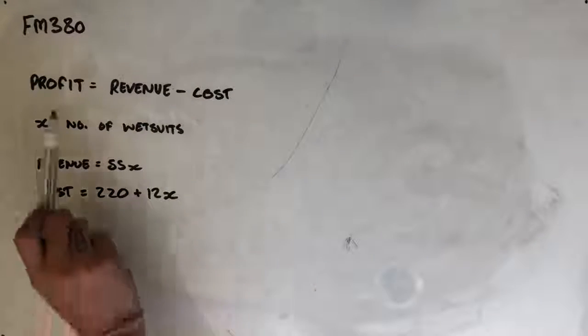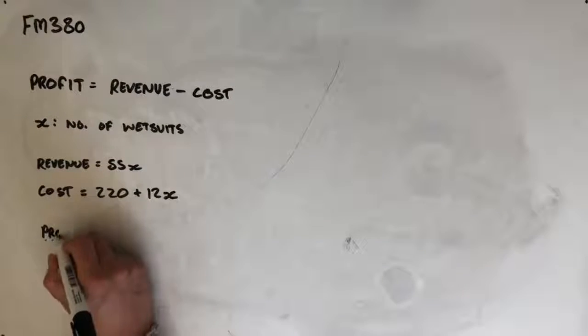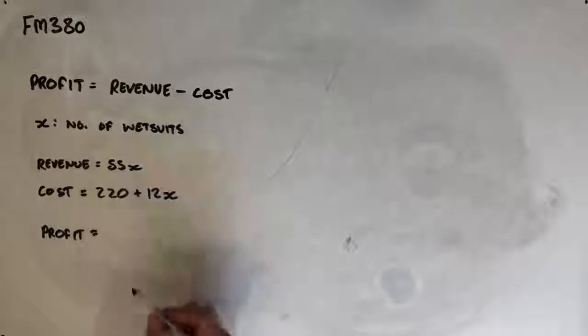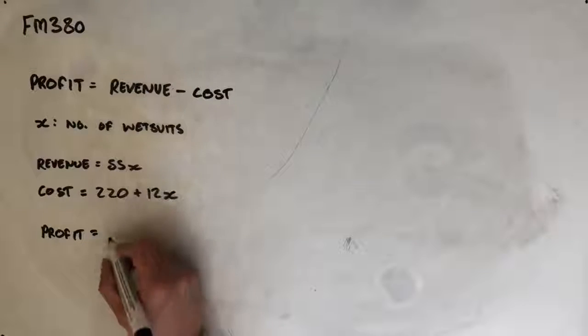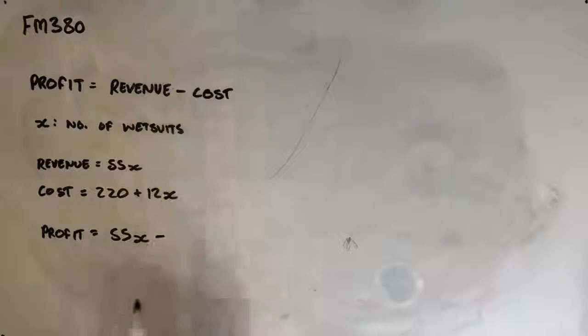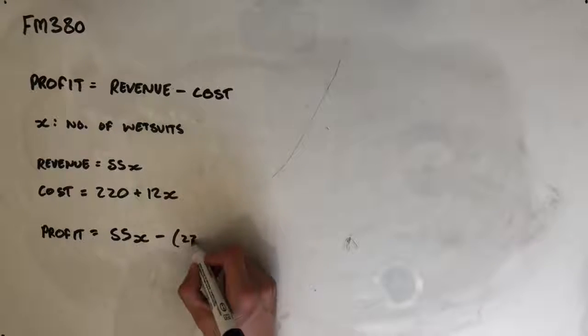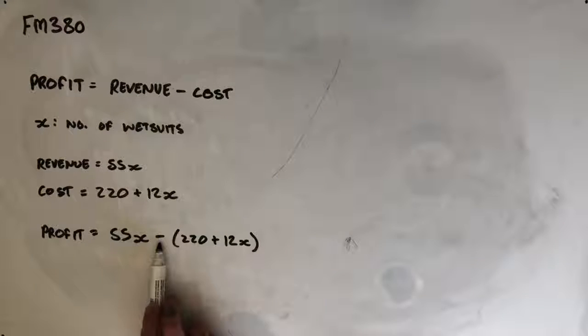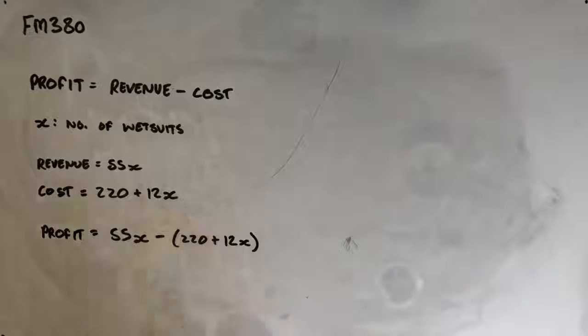So from here, in order to create our profit equation, we know that profit is equal to revenue, which we've said in this case is 55x. So we're going to replace revenue with that 55x minus cost, which is going to be our 220 plus 12x. And I've put it in brackets because we want this minus sign to affect both the 220 and the 12x. This won't happen if we're not in brackets. We'll just minus 220 and then add 12x. The way this is going to work now is minusing 220 and minus 12x.